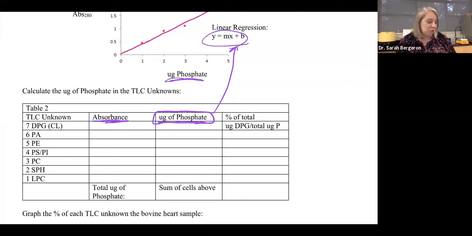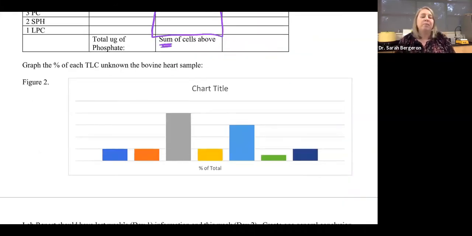So what you do is you total all of these. You take everything that was in this column, you get a total, you get a sum, right? So to find your percent, you take your micrograms of your individual, so in this case it's DPG, divided by your total, and then multiply by 100, and you get your percent of your total. And so what I'm going to want you to graph is this percent. So you're going to make one more graph for me. You're going to graph your percent of each TLC unknown in the bovine heart sample.